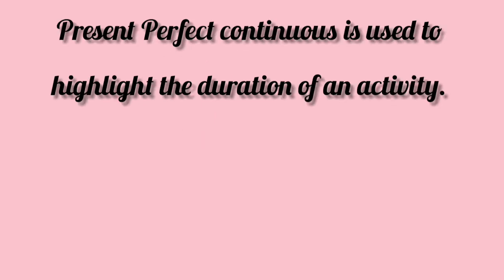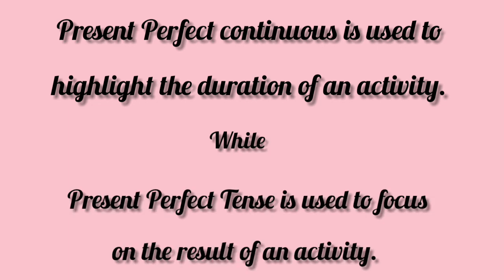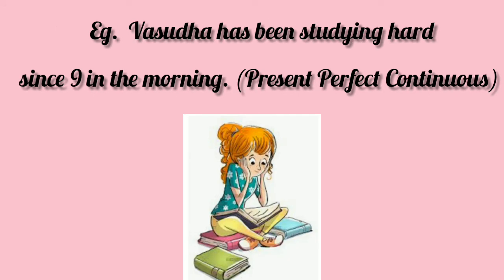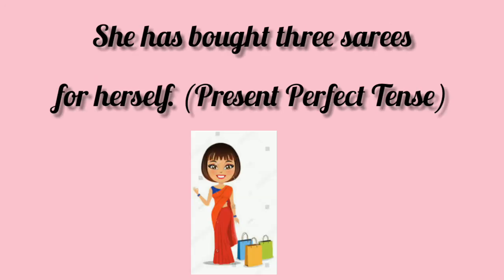The present perfect continuous tense is used to highlight the duration of an activity, while present perfect tense is used to focus on the result of an activity. For example, Vasudha has been studying hard since 9 in the morning. Here, the continuous tense talks about the duration for which the activity has been going on. Next example, she has bought 3 saris for herself. Here, the emphasis is on the result of the activity.